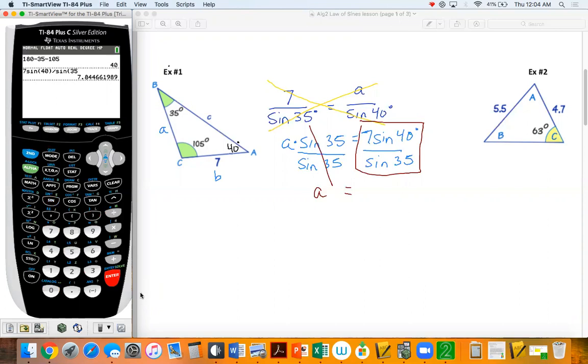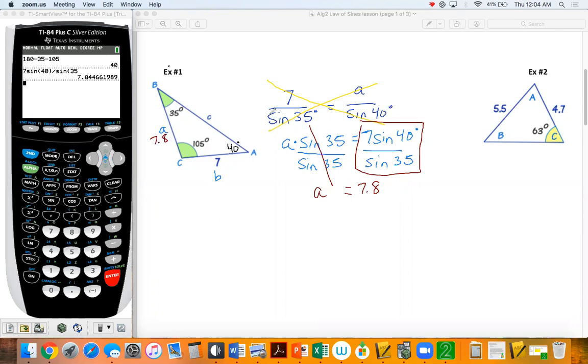7.844. That's an irrational number. It goes on forever. So I'm going to choose to round to the tenth place, which is one decimal, one number past the decimal point. So we'll call that 7.8. Okay. So now length little a is not unknown. It is worth 7.8. So I'll put that into the picture.